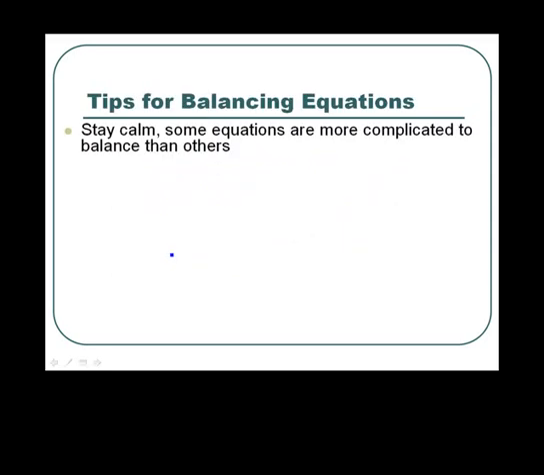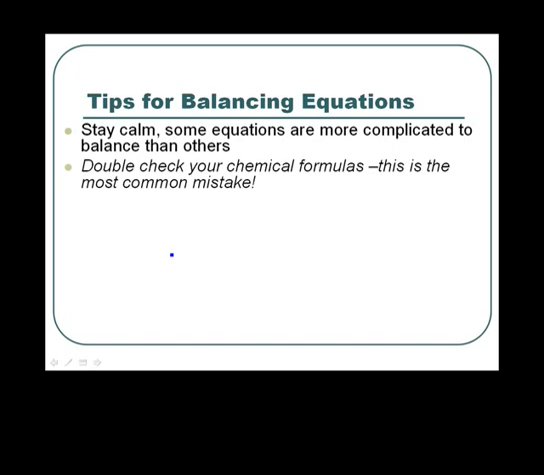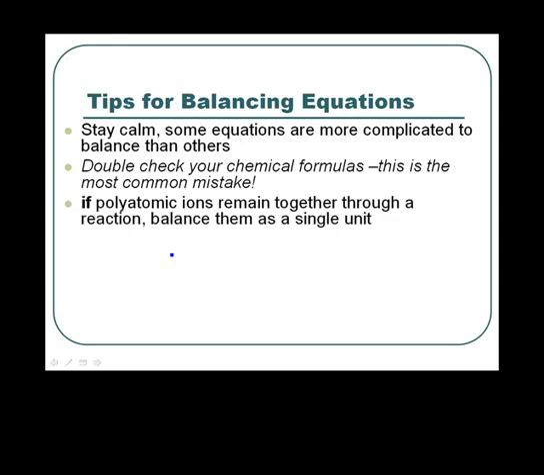So, when we're balancing some reactions, here are some tips. Tip number 1, stay calm. Sometimes chemical equations are more complicated to balance than other ones, so it's important to stay calm and follow the steps. If it didn't work the first time, erase everything and start over again. The first thing you're going to do, if you're having problems balancing an equation, double check your chemical formulas. Often this is the mistake that's made. Instead of a carbon dioxide, you write carbon monoxide, and it messes the whole thing up.